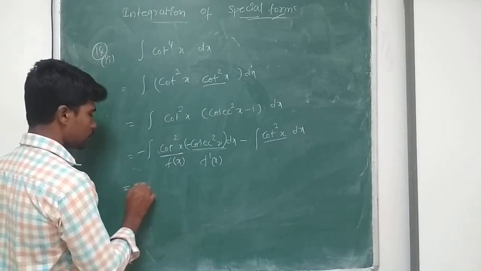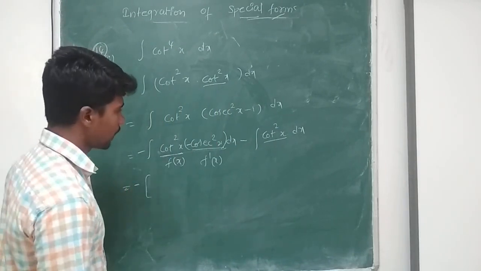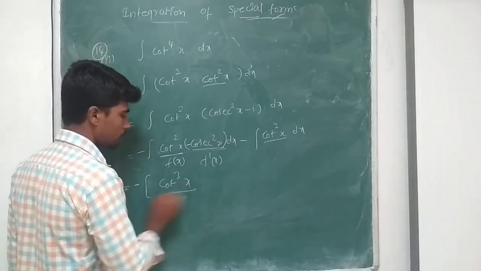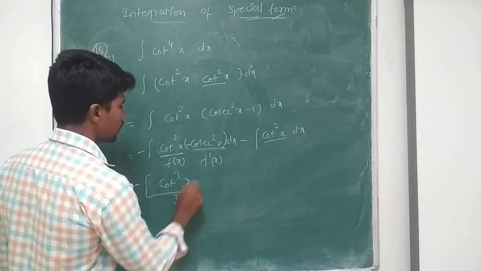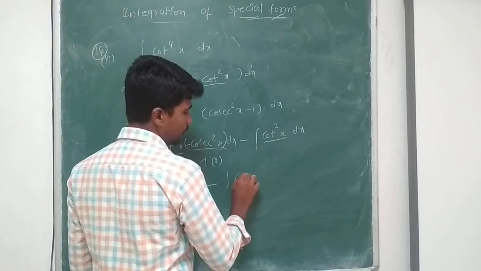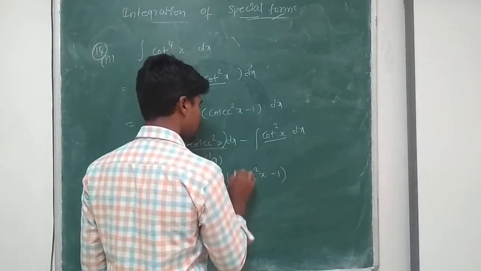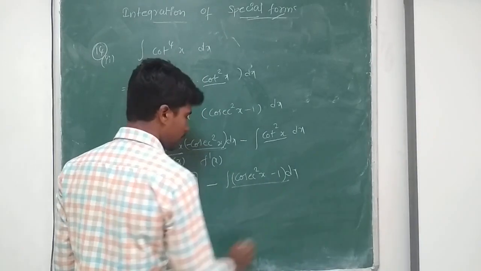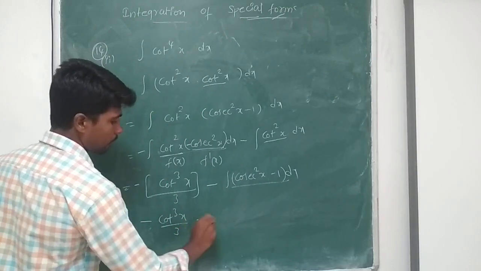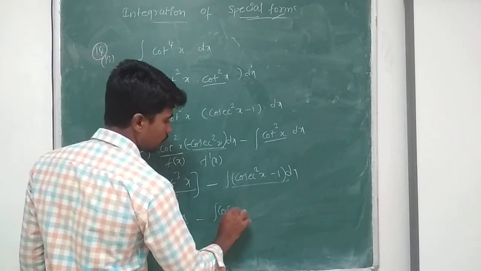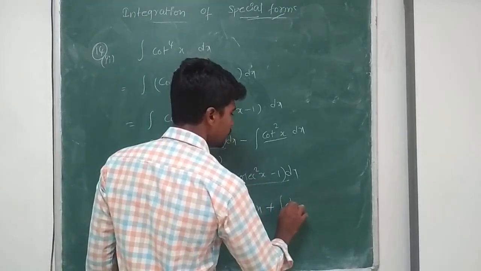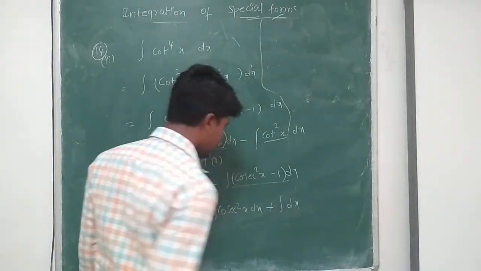Now what is the answer for this one? Minus of cot x power 3, which is nothing but cot cube x by 2 plus 1, that is 3, minus integral cot square x, which can be written as cosecant square x minus 1 dx. So I want to simplify this particular part. The first part is minus cot cube x by 3 minus integral cosecant square x dx, minus into minus is plus, integral dx.